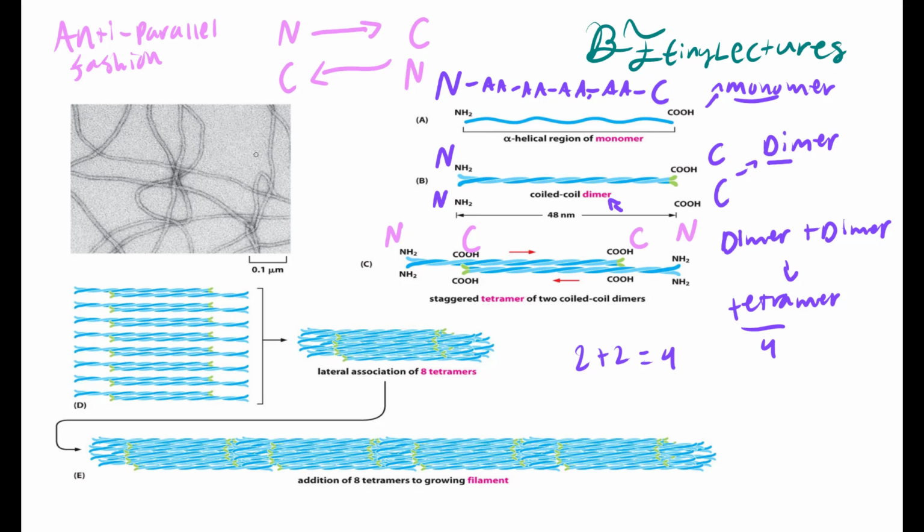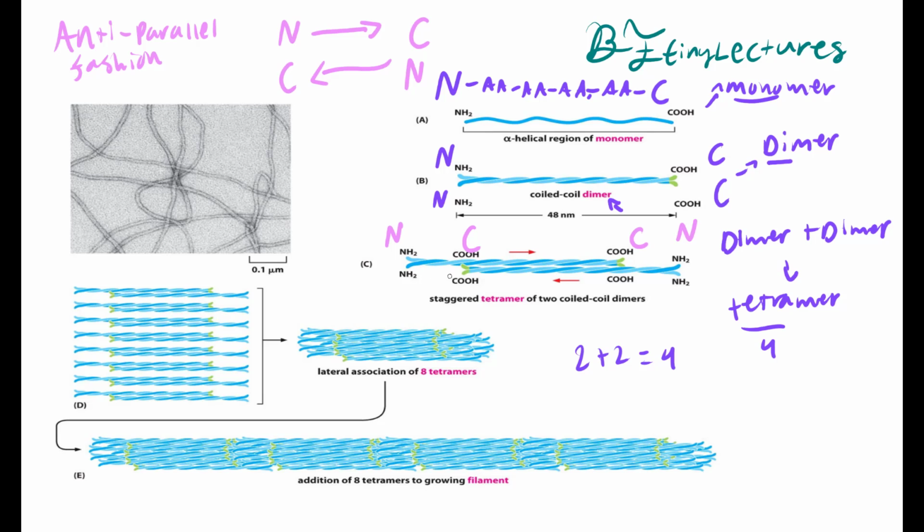Therefore, when we are creating the intermediate filaments, we go from the N-terminus to the C-terminus, and we do that anti-parallel. Okay? So they go in opposite directions. We connect them in opposite directions. Okay? So that is usually tested on exams.